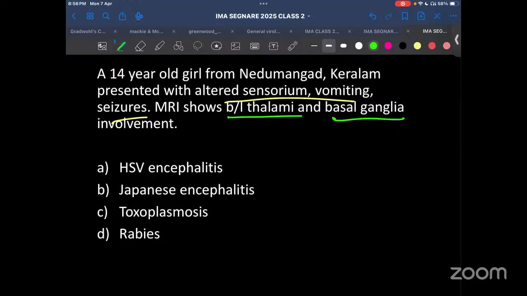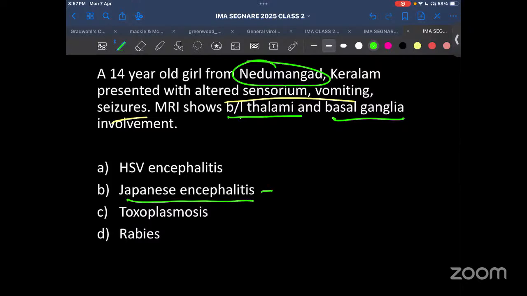Basal ganglia involvement, endemic to Nedumangad, southern India, southern Kerala. So this is Japanese encephalitis. Remember, in Japanese encephalitis, the typical involvement in MRI brain is bilateral thalamus and basal ganglia. Bilateral thalamus and basal ganglia are involved in Japanese encephalitis.